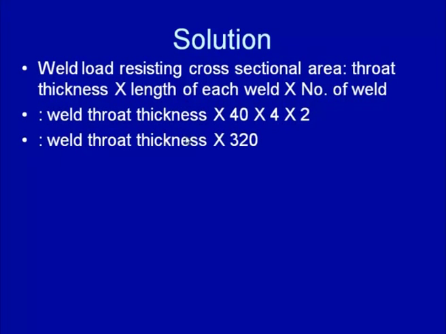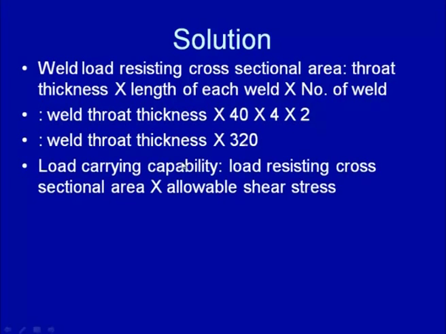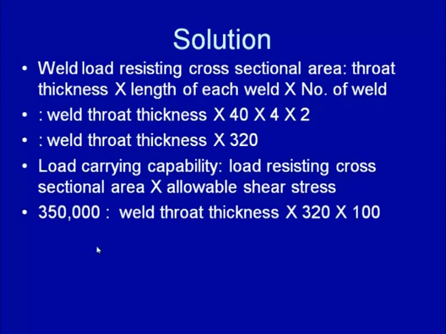So, weld throat thickness multiplied by 320, which is obtained from the calculation of 40 multiplied by 4 into 8. The load carrying capability of the fillet weld is obtained from the load resisting cross sectional area multiplied by the allowable shear stress. We know that the external load being applied is 350 kilonewton, so that is converted into Newton.